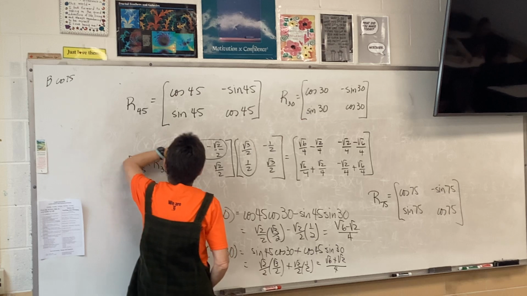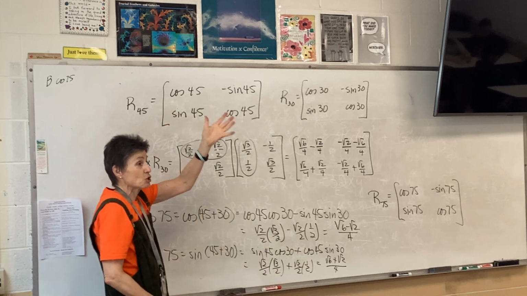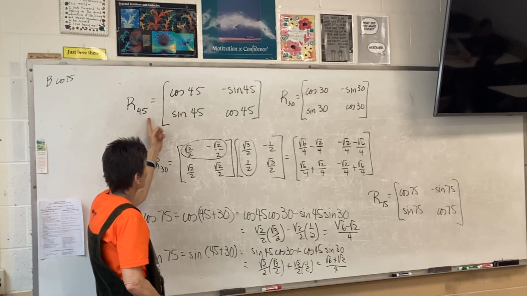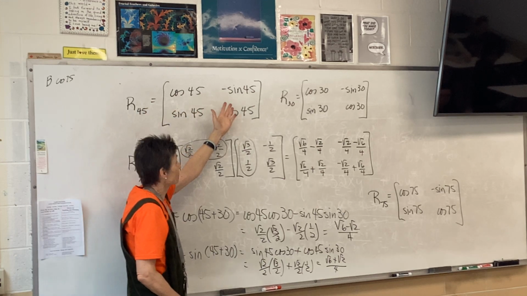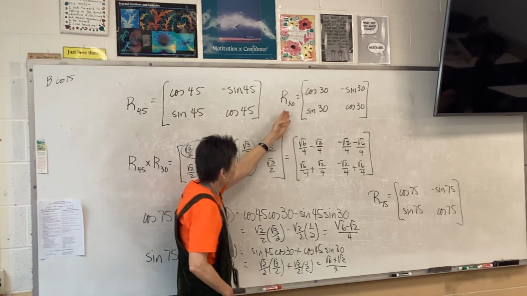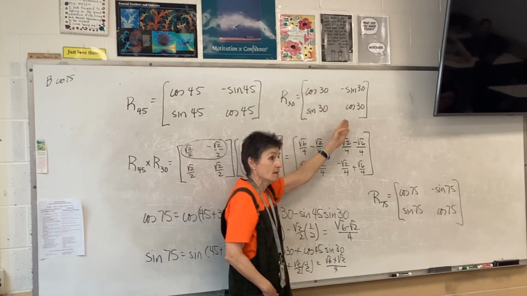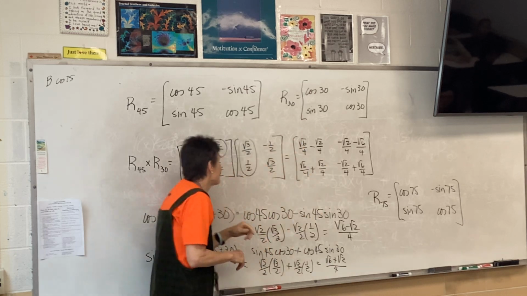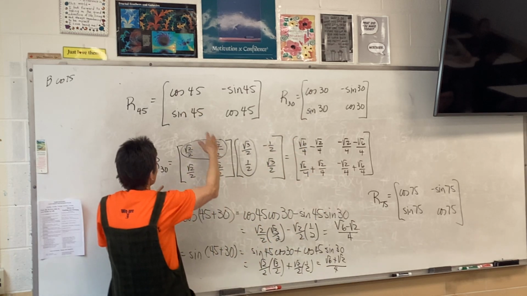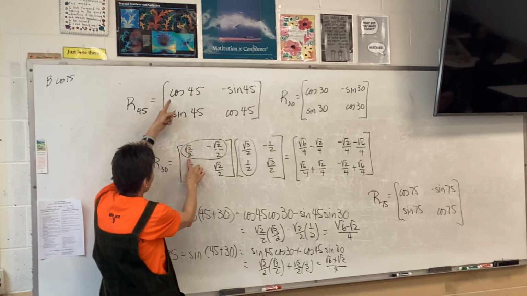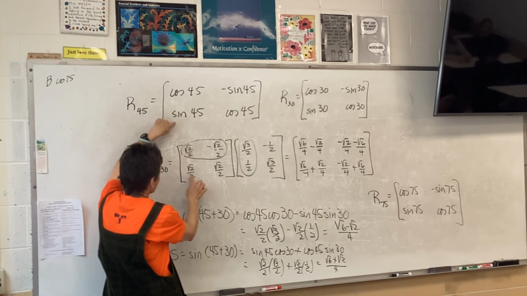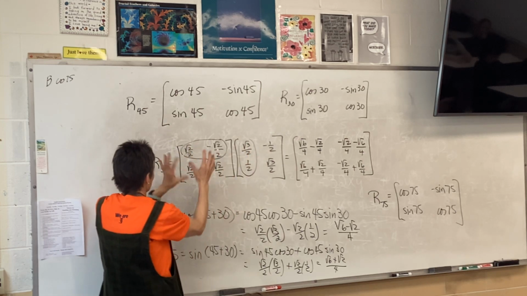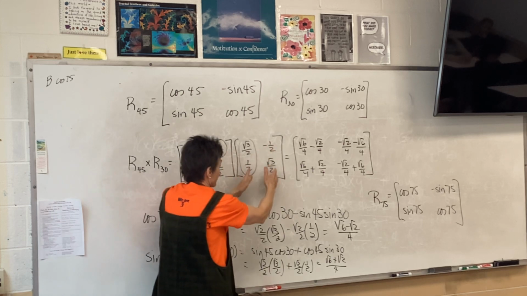So we talked the other day about our rotation matrices. The rotation matrix for 45 degrees looks like this, and the rotation matrix for 30 degrees looks like this. We have to memorize what our rotation matrices look like. So I went ahead and filled in the numbers here. The cosine of 45, I know, is root 2 over 2, and so on. I created them and multiplied them together. So here's the 45, here's the 30.